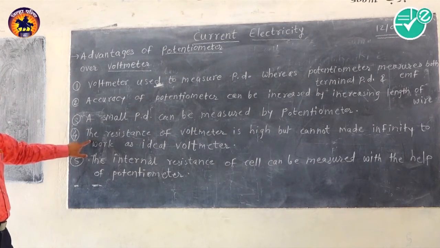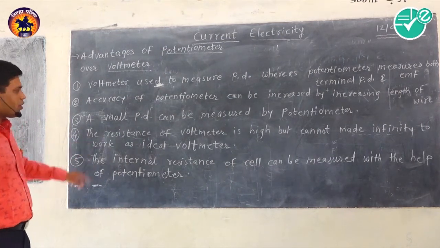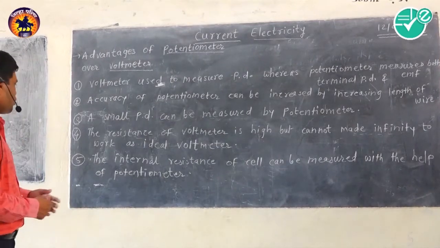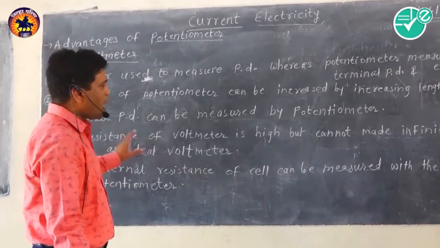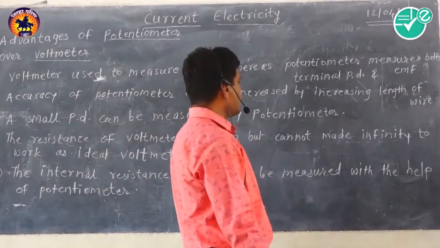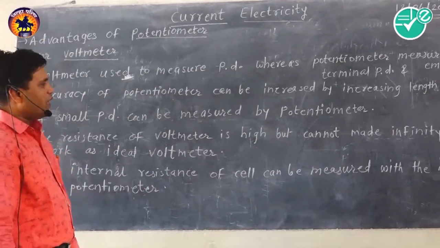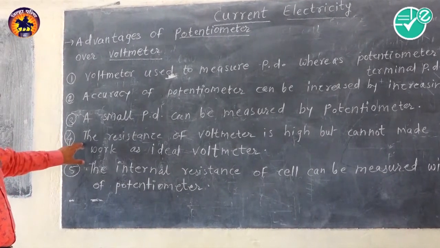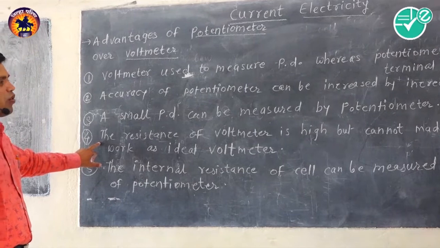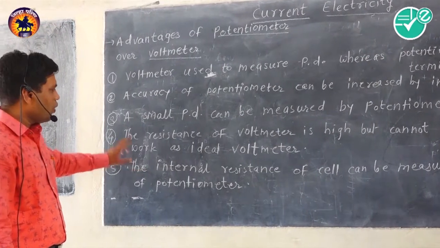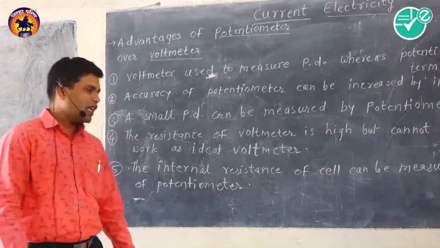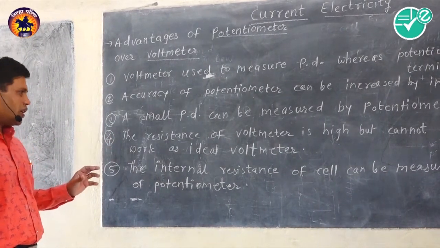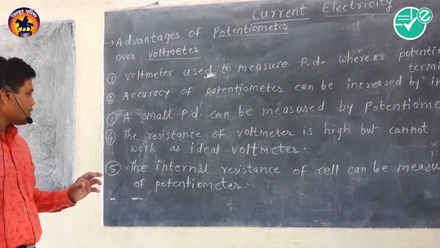The resistance of a voltmeter is high, but we cannot make it infinity to work as an ideal voltmeter. We know the resistance of a voltmeter is always high, but we cannot make it infinite. For an ideal voltmeter, we must have infinite resistance, but it is not possible to achieve infinite resistance.